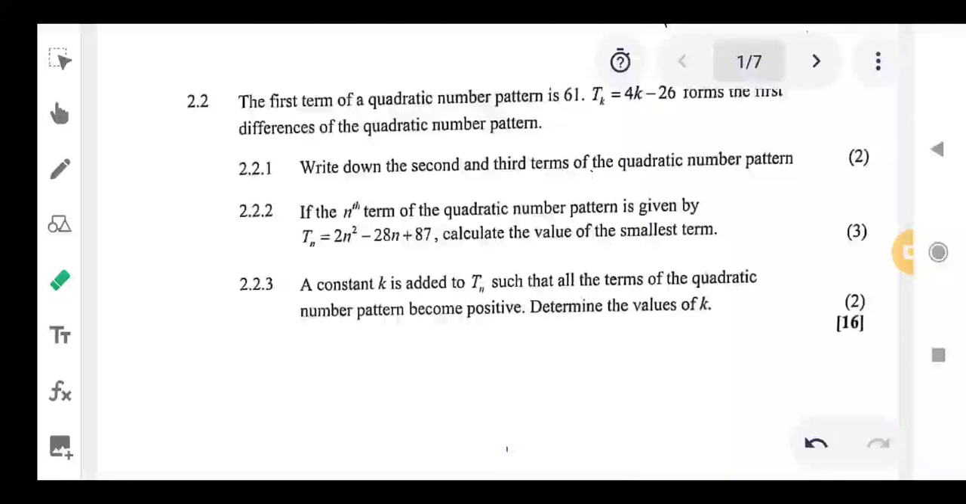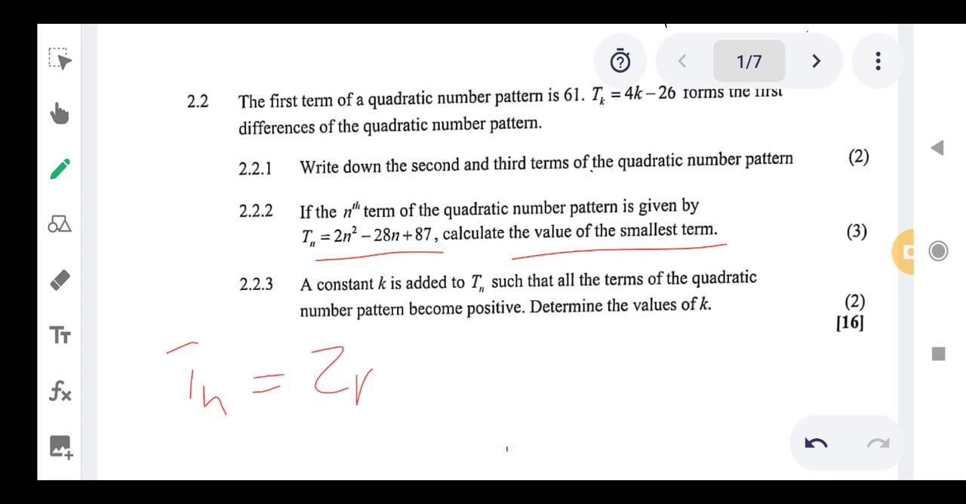If the nth term of a quadratic pattern is given by the following, calculate the value of the smallest term. Smallest term, minimum. What do we know about the derivative at the maximum or at the minimum? What do we know about our gradient? It's equal to 0. We know what Tn is.